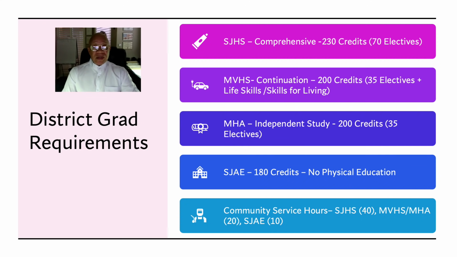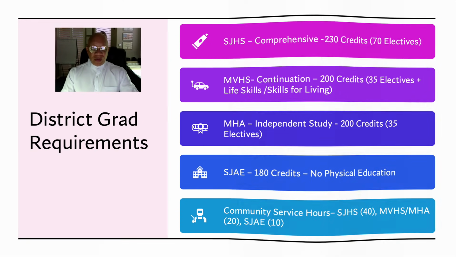Independent study winds up being 200 credits, which is, again, very similar. We also have adult education, 180 credits. So they wiped out all those extra electives and also wiped out the requirement for physical education. Some adults may need to do physical education, but unfortunately, they don't have it. And then they have a community service requirement. The high school is 40. The other alternative schools require 20. And adult education requires 10. So those are the district requirements.